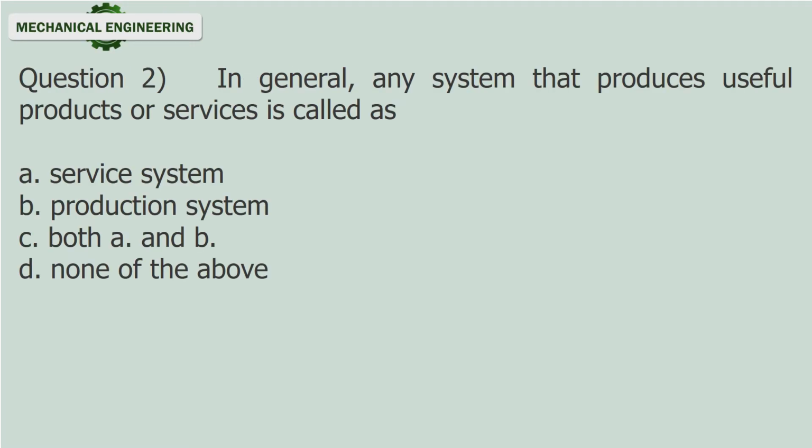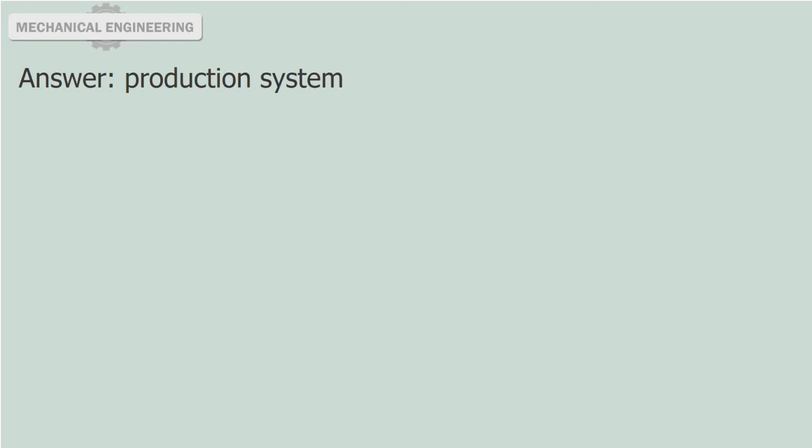Question 2. In general, any system that produces useful products or services is called as A. Service system. B. Production system. C. Both A and B. D. None of the above. Answer: production system.